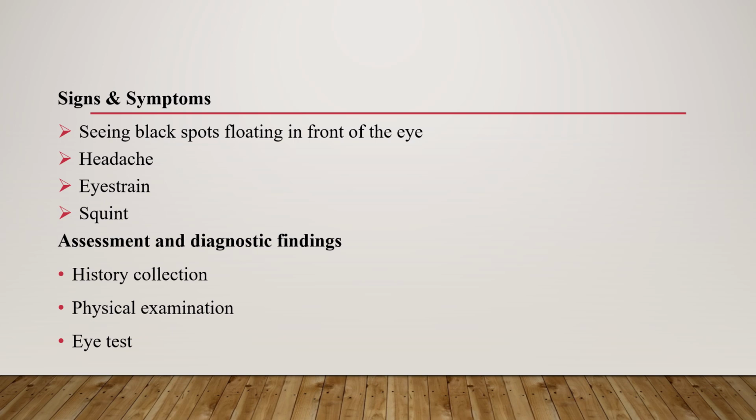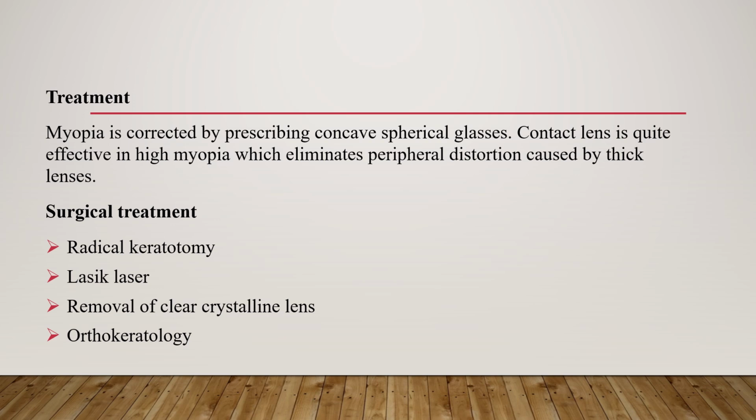How you can assess and diagnose: history collection, physical examination, eye test. How you can correct this: myopia is corrected by prescribing concave spherical glasses. Contact lens is quite effective in high myopia, which eliminates peripheral distortion caused by thick lenses. Surgical treatment: radial keratotomy, LASIK laser, removal of clear crystalline lens, orthokeratology.